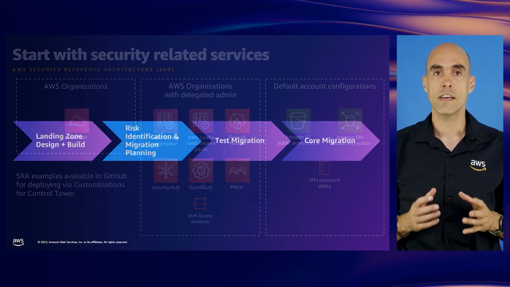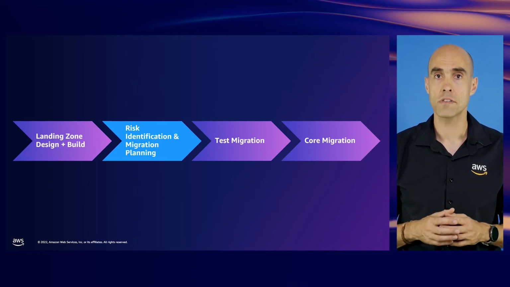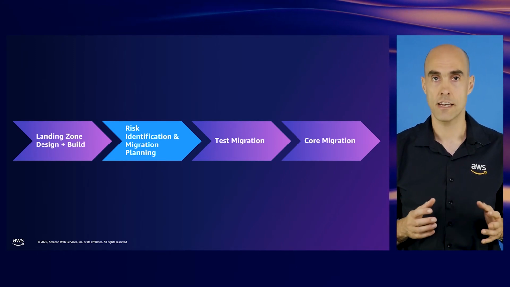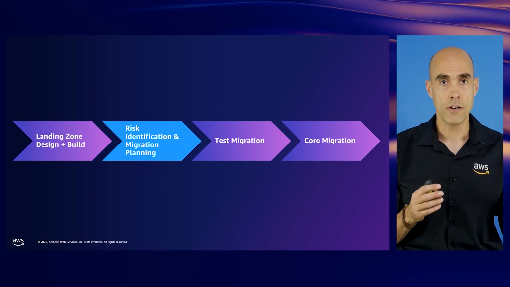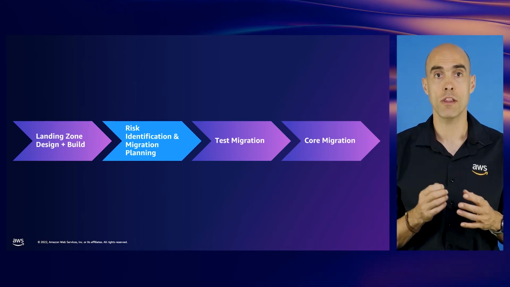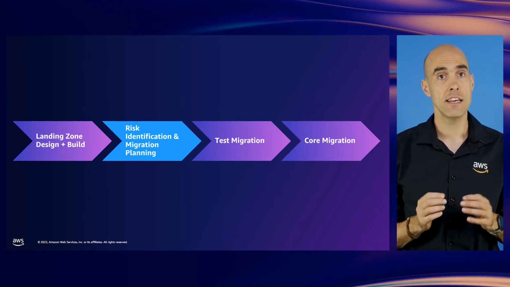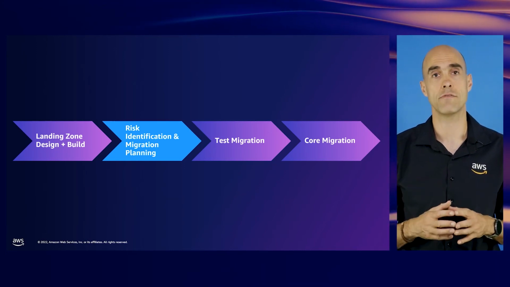The risk identification and migration planning phase. Let's recall that Acme were not able to activate Control Tower in any of their existing AWS organizations, so they had to create a new one. This means that the accounts were being migrated from one organization to another. And this movement can cause issues. One of the most important goals of a project like this is to not disrupt workloads at all when moving accounts across. Hence, we have this second phase.